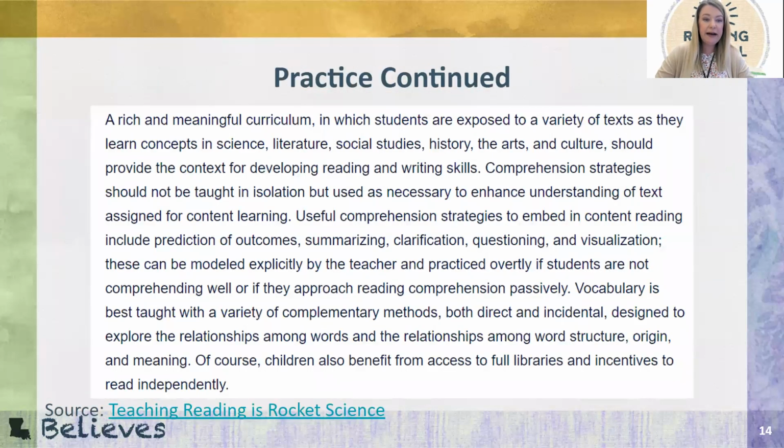All right, so here's the passage. Here's the paragraph that we're going to be doing. This comes from Teaching Reading is Rocket Science. So I'm going to go ahead and read it to my students first.